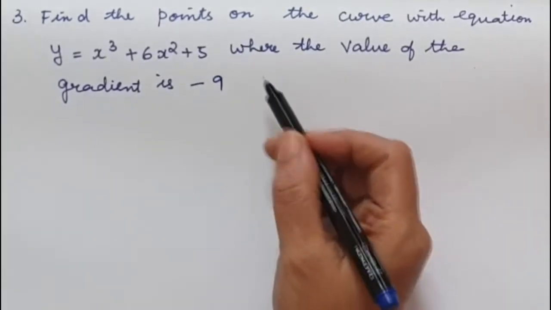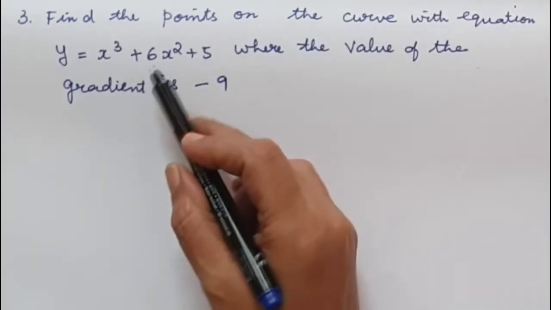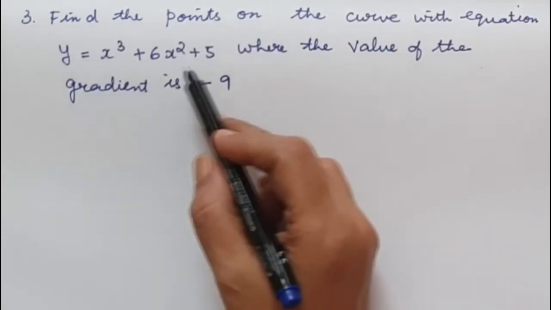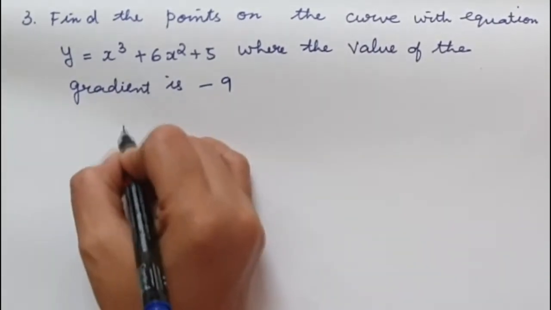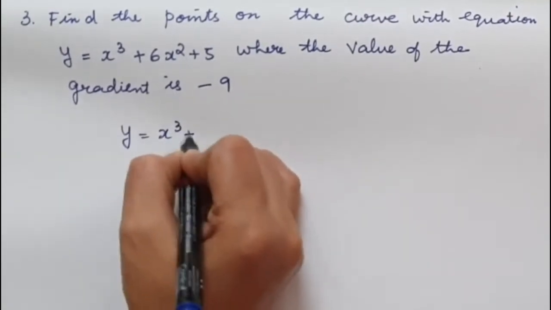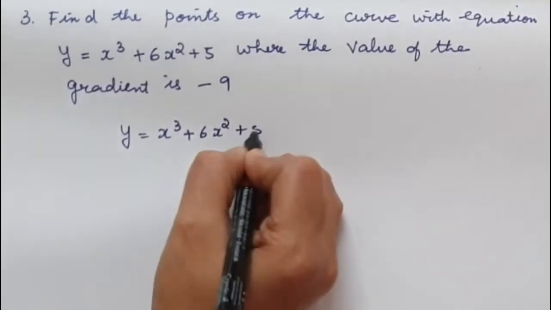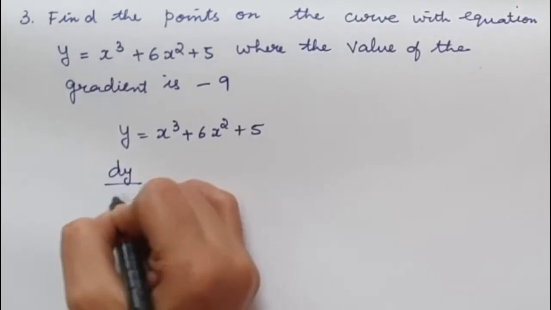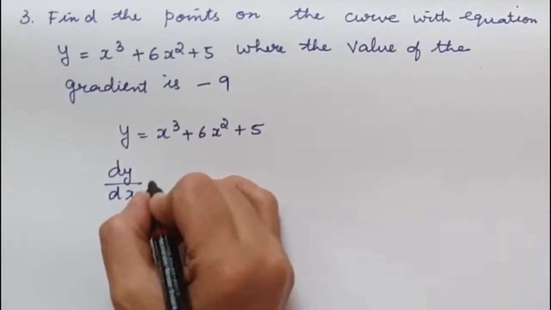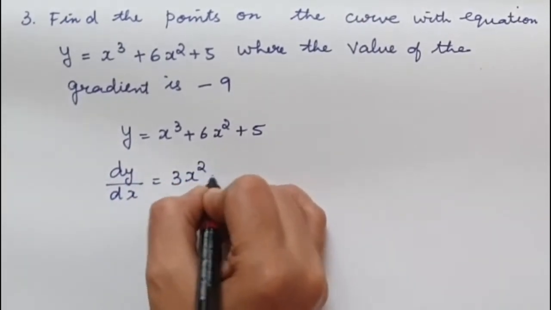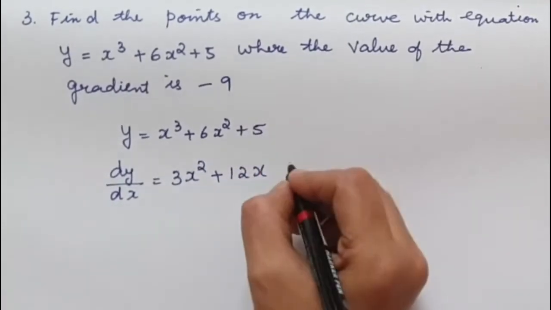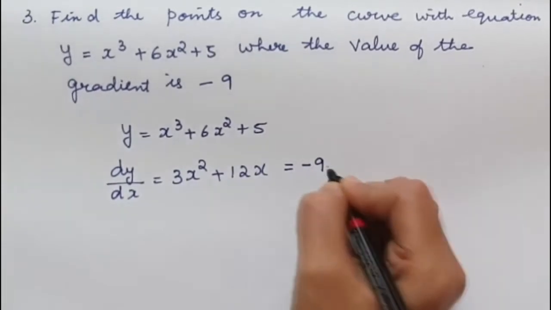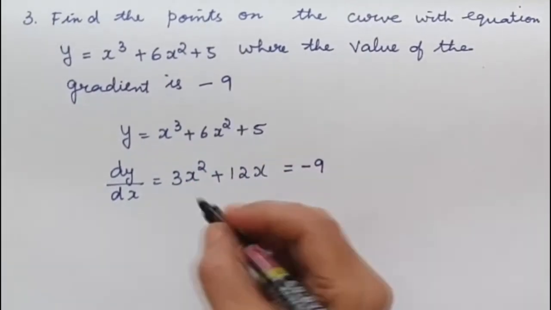Third question, find the points on the curve with the equation y equal to x cubed plus 6x squared plus 5, where the value of the gradient is minus 9. So, now y equal to x cubed plus 6x squared plus 5. Now we'll find dy by dx and we'll equate it to minus 9. So it will be equal to 3x squared plus 12x. The constant when you differentiate it is 0. So that will be equal to minus 9 because it's given gradient as minus 9.